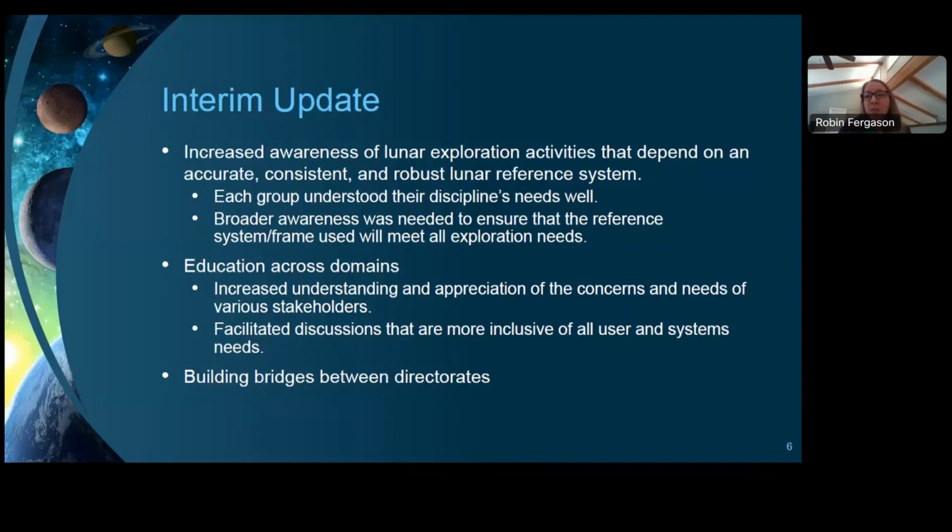A lot of this Artemis work and the collaborations between different directorates are just getting started. And these bridges and collaborations, they're absolutely necessary for meeting the science goals and exploration goals of Artemis. So if you could go to the next slide, please.